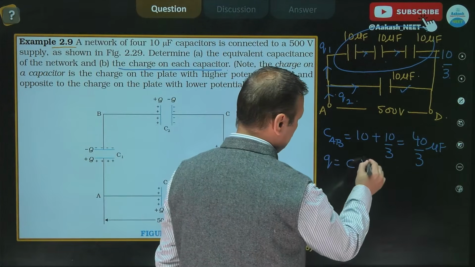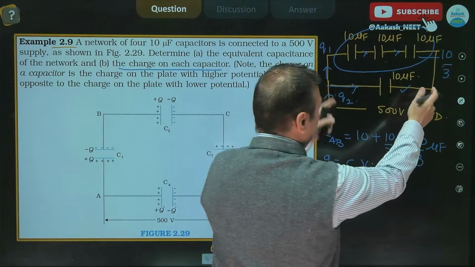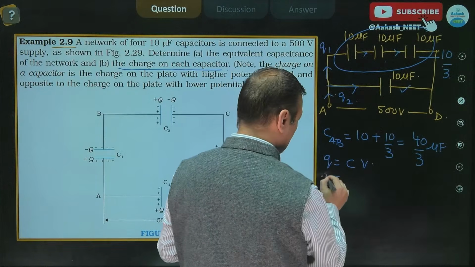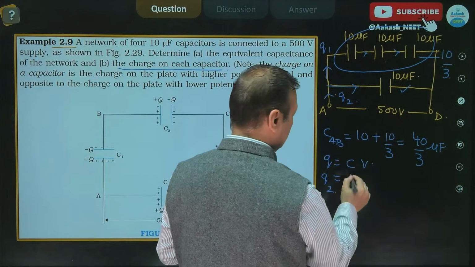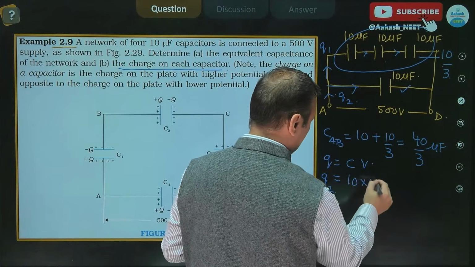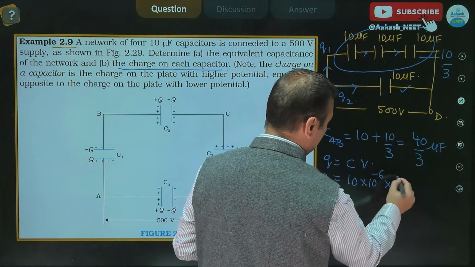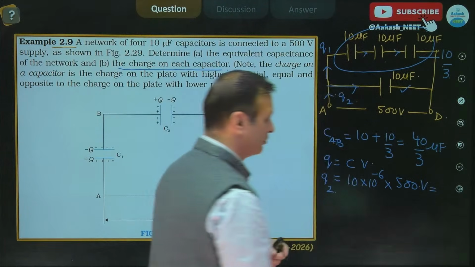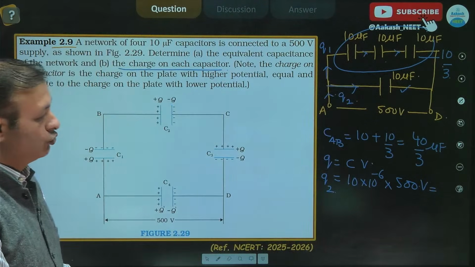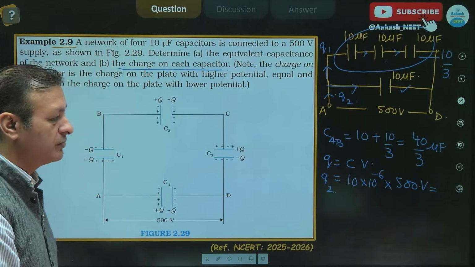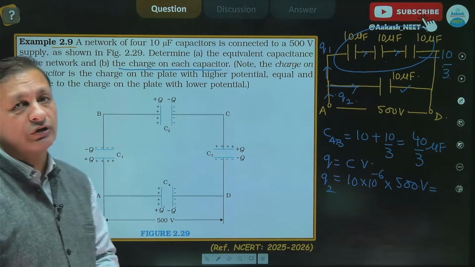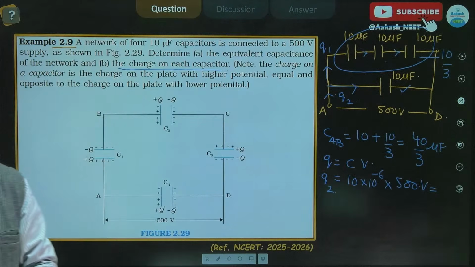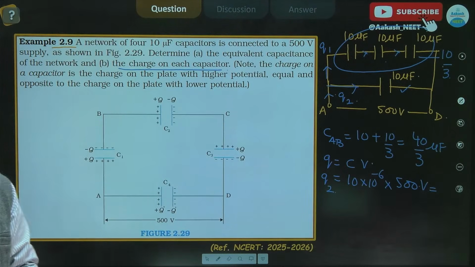Q is equal to CV. So for this capacitor Q2, what is C? 10 micro. What is the potential applied? 500 volts. So that gives you the answer in coulombs, or if you keep 10 to the power minus 6 there, that would give you the answer in microcoulomb only. Do we understand it or not?